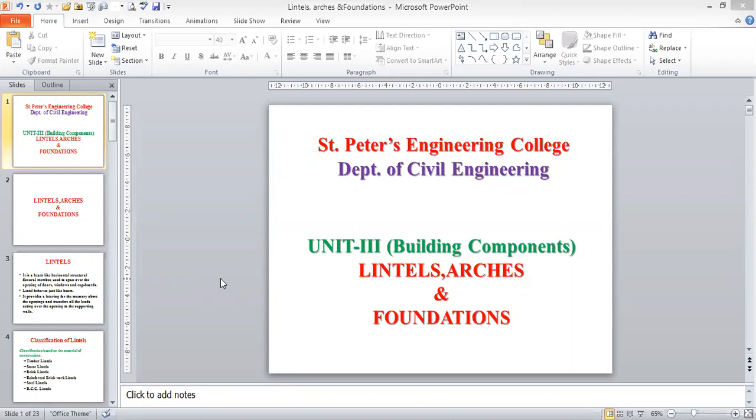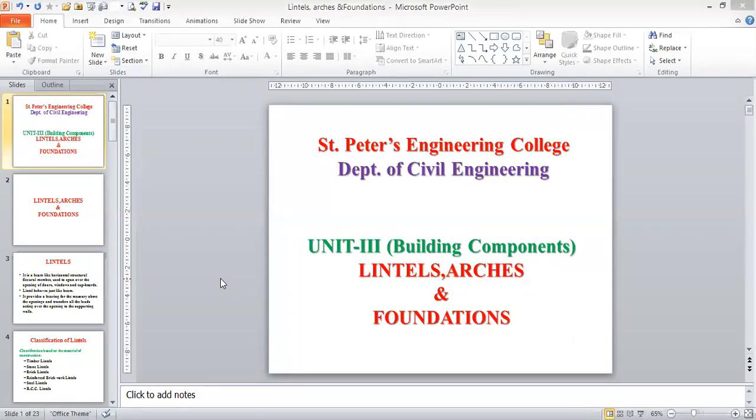Today, 24th April 2020, is the revision class for Unit 3, Building Components. In this we are going to be discussing lintels, arches and foundation. Unit 3 will have two components: one is building components, and another topic is going to be called building services.